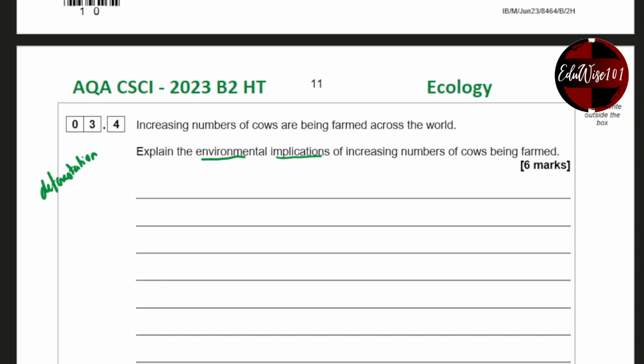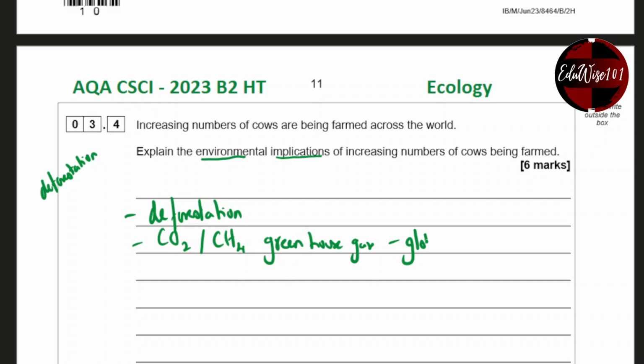So let's write a couple of points. Deforestation. So cows need land. So deforestation is a problem. They release carbon dioxide because they're breathing, and they release also methane, which is a greenhouse gas. That leads to global warming. And the consequence of global warming is flooding.